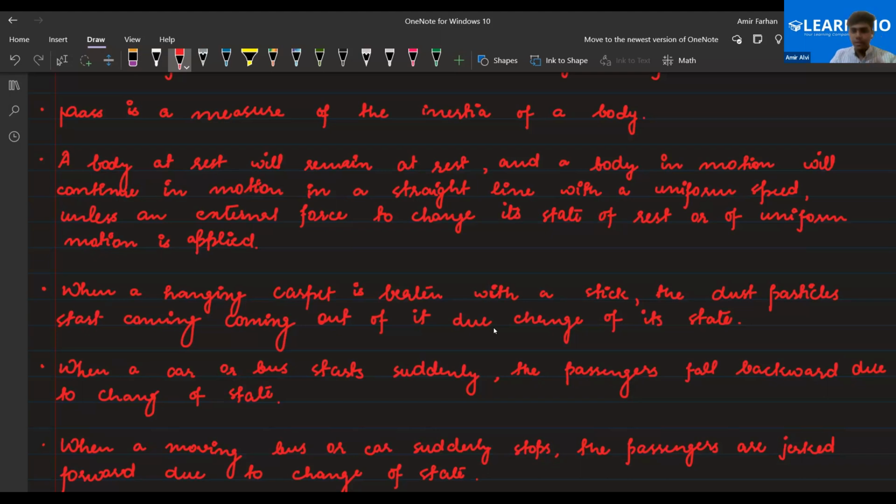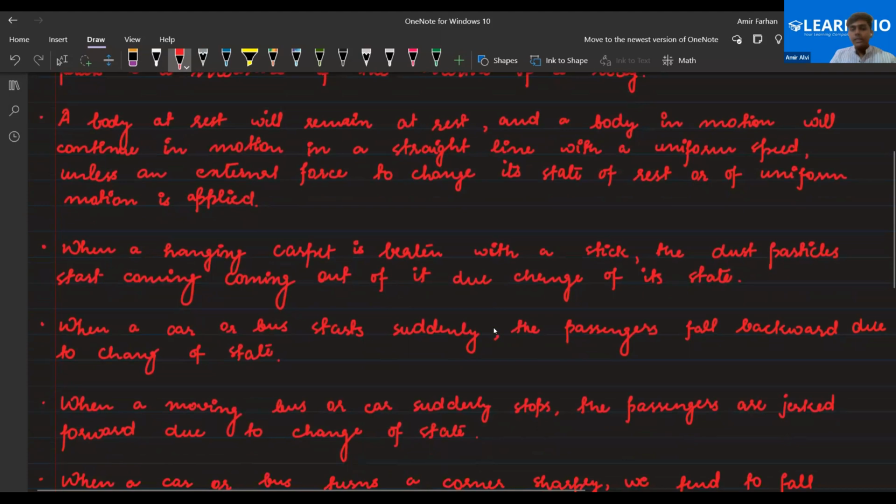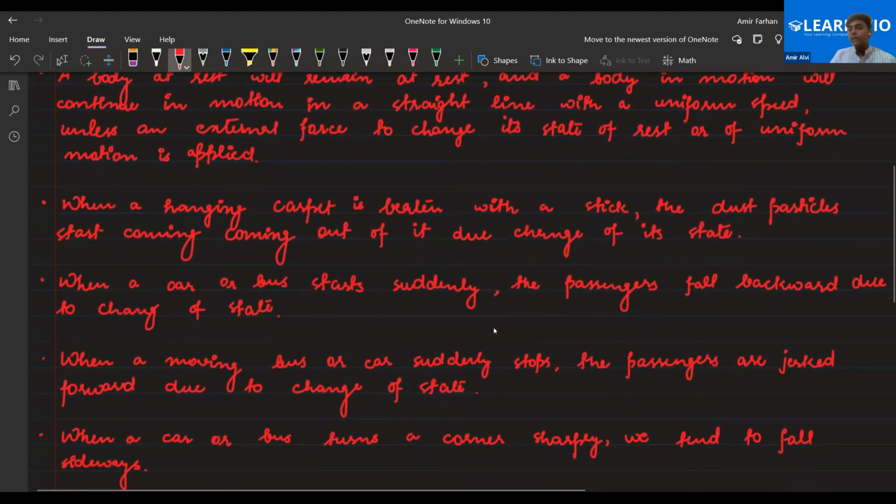Now, the next thing is when a car or bus starts suddenly, the passengers fall backward due to the change of state. When the bus or car was at rest, you were also at rest, but suddenly the bus or car accelerates, due to which you fall backward. So this happens due to the change in state, and the body's inertia will oppose it. Is this clear to all of you? Please do let me know.